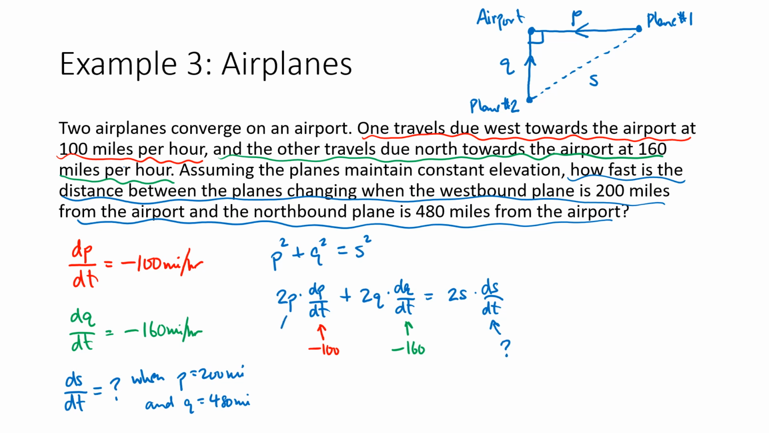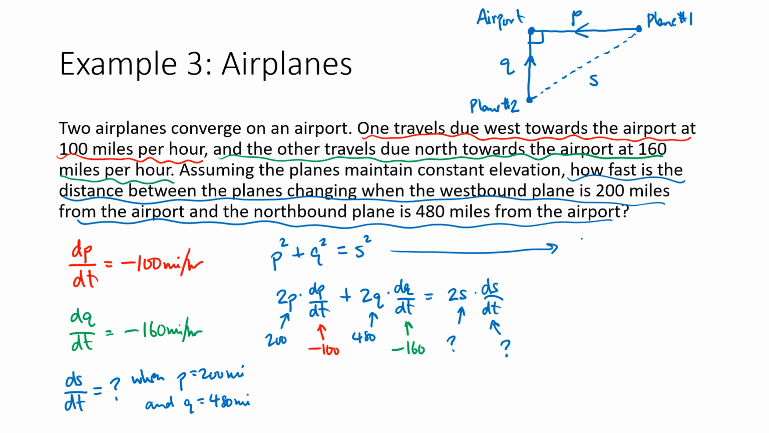We're also told that p is 200. We're told that q is 480. But we also don't know what s is. We've got two things that we don't know, right? Everything on the left-hand side is all numbers. We've got stuff to plug in there, but we don't have anything to plug in for our s. So what we can do is go back to the original equation. Remember, we're looking at the point in time where p is 200 and q is 480.